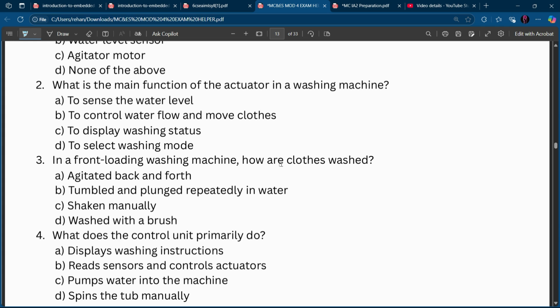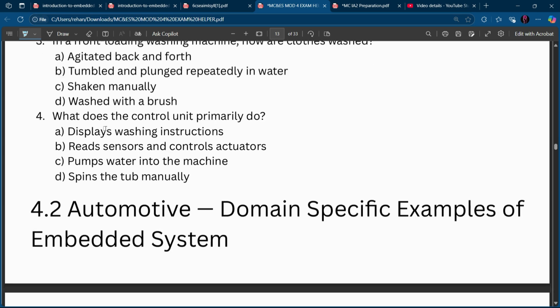In a front-loading washing machine, how are clothes washed? They are tumbled and plunged repeatedly in water. The same sentence is used in the definition. What does the control unit primarily do? Displays washing instructions. Control unit reads sensors and controls actuators. This is the perfect answer. Pumps water into the machine. Spins.